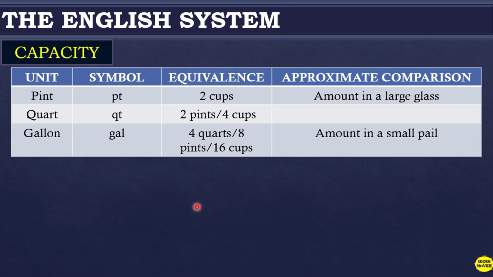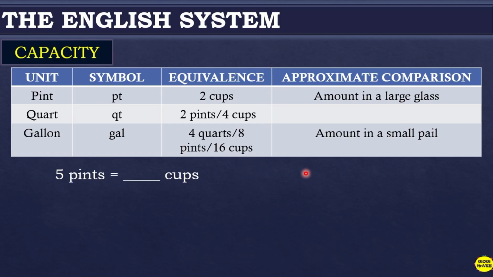Okay? Now, gaano nga ba karami ang isang pint? Okay? Ang isang pint is approximation, kung gaano karami yung mailalagay mo sa isang malaking baso. Okay? That is 1 pint. And then for gallon, that is yung amount ng mailalagay mo sa isang balde. Okay?